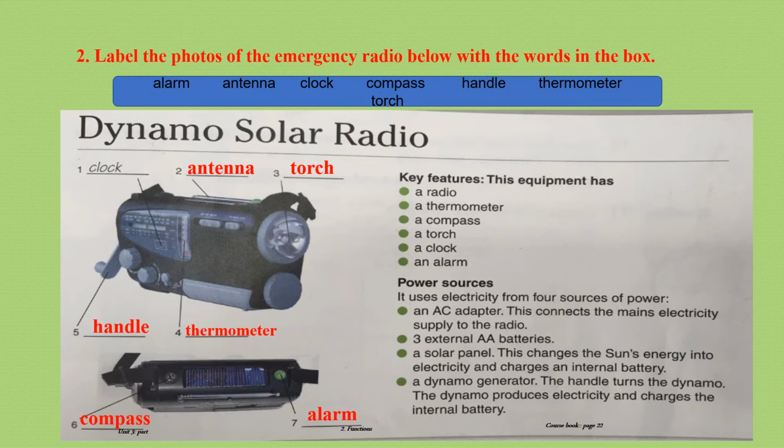A dynamo generator. Generator means مولد. Of course you use some generators in the desert. The handle turns the dynamo. الذراع ده لما بتلفه بيشغل الدينامو. The dynamo produces electricity, ينتج كهرباء, and charges the internal battery. Good.